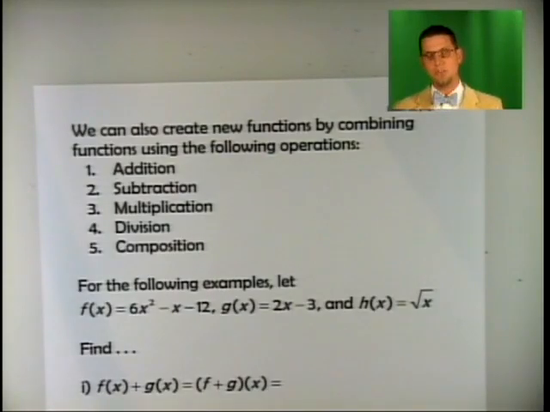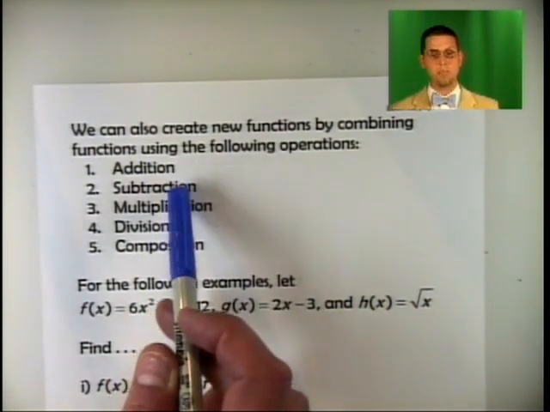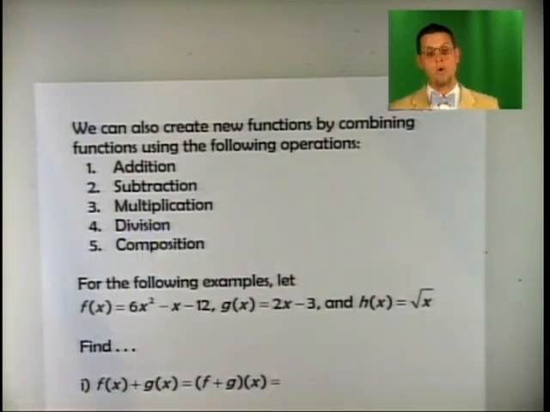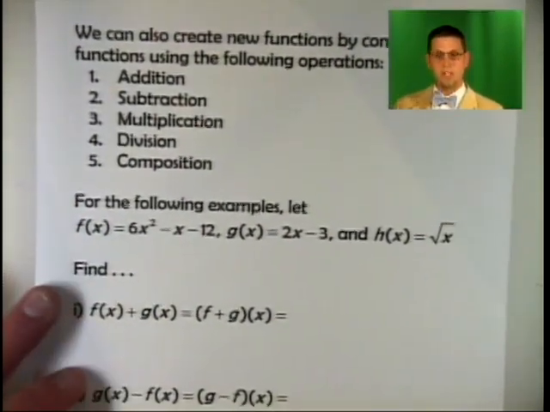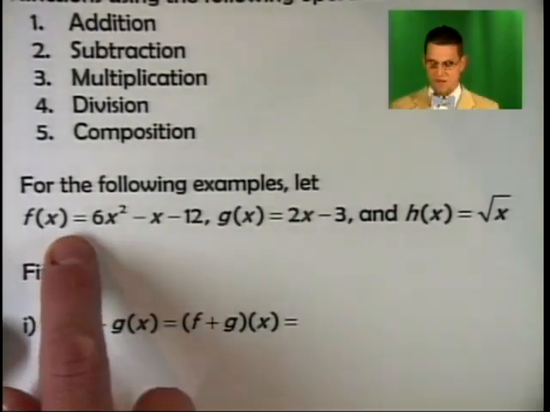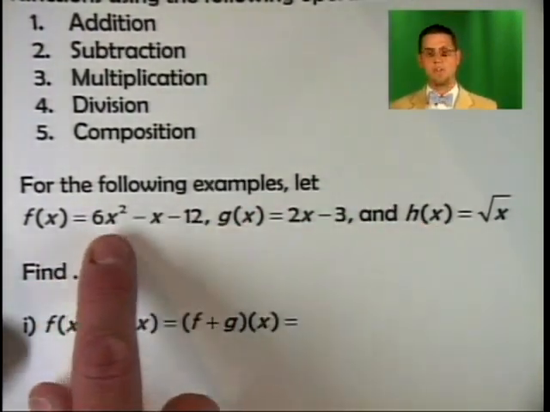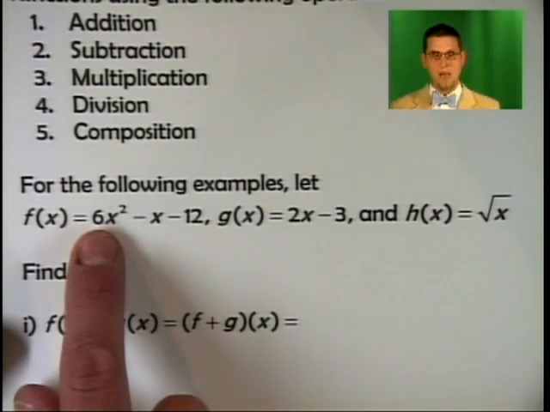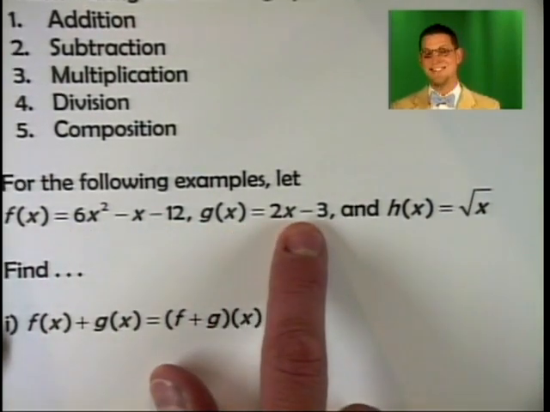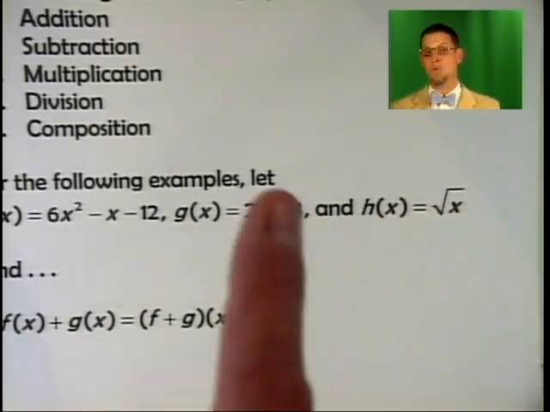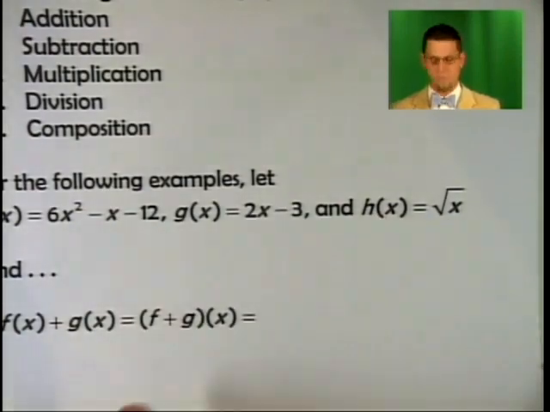Okay, now we can also create functions by combining one or more functions to create a brand new function. And we can do that by doing addition, subtraction, multiplication, division, or composition, which we'll do at the end. So let me illustrate what we're doing here. Let's take 3 functions, f of x, g of x, and h of x. And we're going to use the same functions for all these examples. F of x is a quadratic, g of x is a line, and h of x is a radical function, square root of x, parent function.